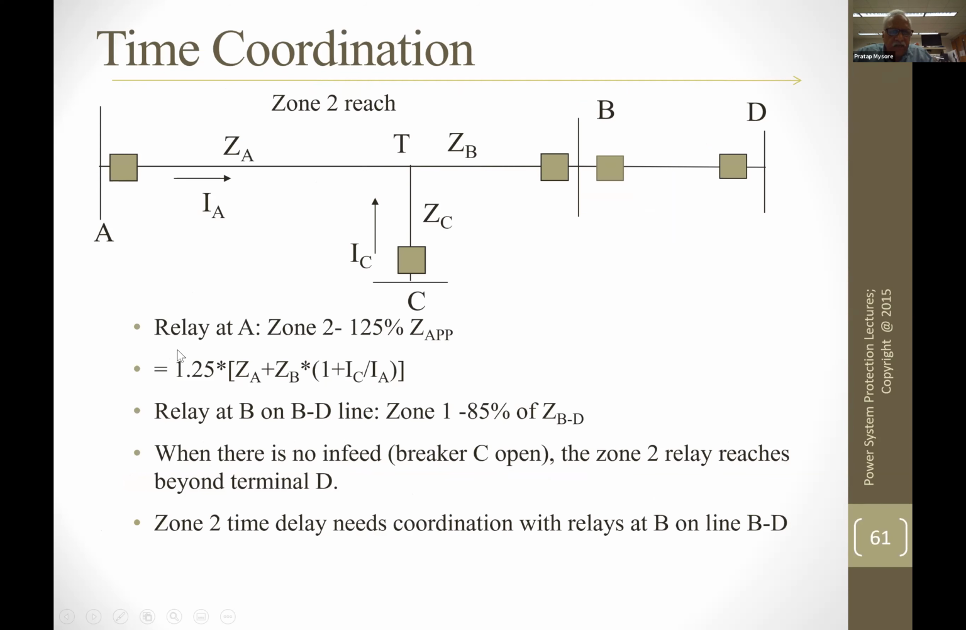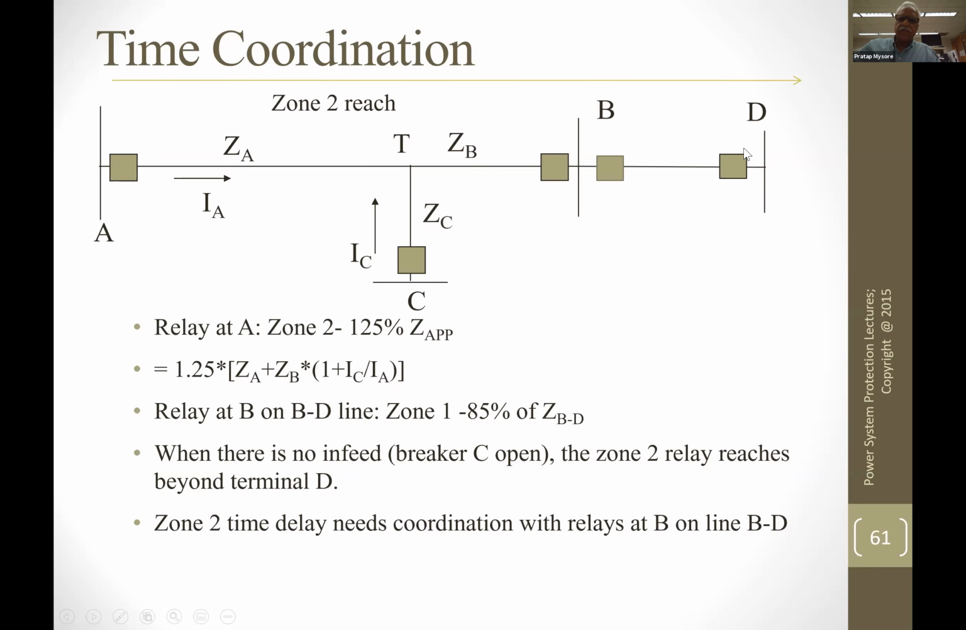So now let's look at this. I've set zone A relay to 125% of the Z apparent, which we calculated based on the infeed. And then zone B to D is set to 85% for zone 1. When there is no infeed on the breaker, relay 2 reaches beyond D. For example, if this line section is set to 125% of 3 ohms, that is 3.75, and this was only a 0.5 mile line here. Then this setting overreaches line D if this breaker is open under contingency.